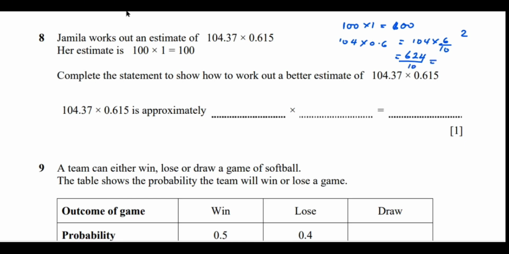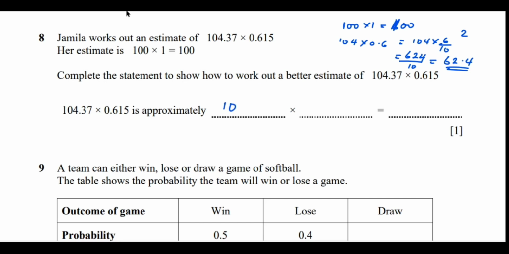That will give me 62.4. So you can see what we have there. That's 104 times 0.6 giving us 62.4, which is far away from 100, so making the estimate that she made very wrong. Okay, so they ask us in which way can we make this a better estimate.